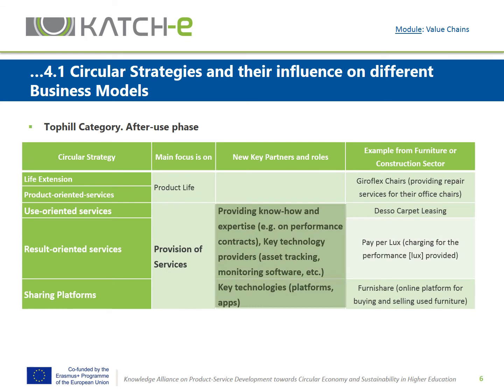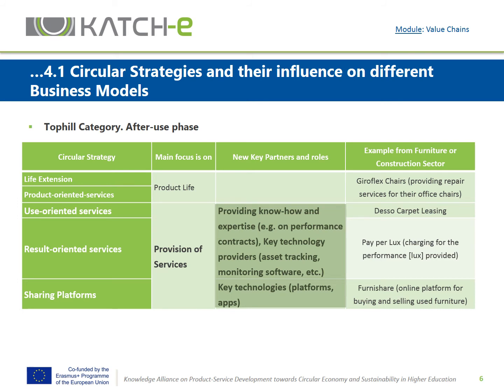On the other hand, in the case of circular strategies included in the tophill business category, we mainly find strategies focused on prolonging product life and provision of services. The prolongment of product life is often handled internally and not necessarily related to collaboration within the value network. In some cases, partnership may be relevant for providing service personnel or servicing stations, for instance, car repair shops.